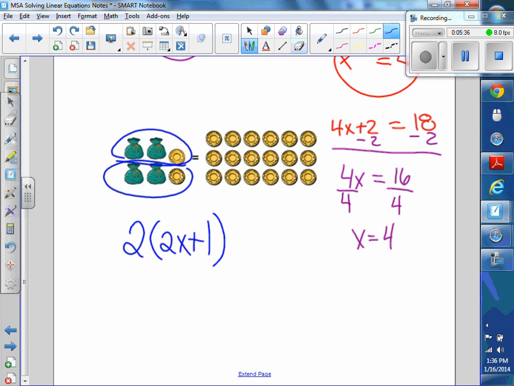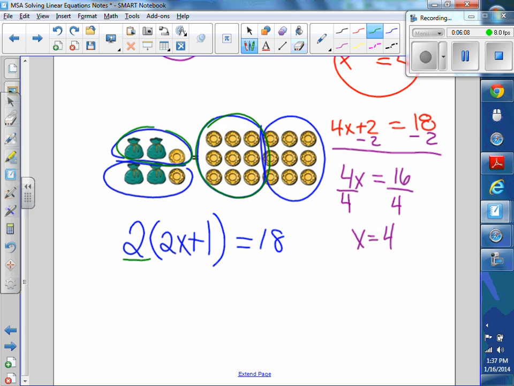We're going to look at that too. But do you see the 2 groups there? And it's equal to 18 still. And can I break this into 2 groups? So if I just take the 18, I know that one group is equal to how many coins? One group is equal to 9 coins, so I could divide by 2. I'm not finished yet though, but do you see I could do that?